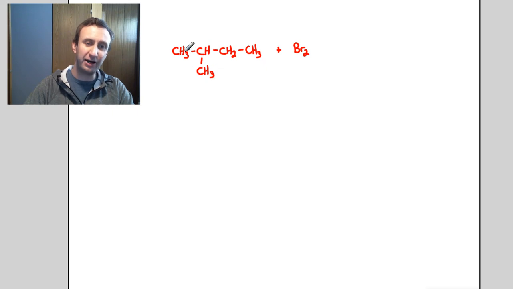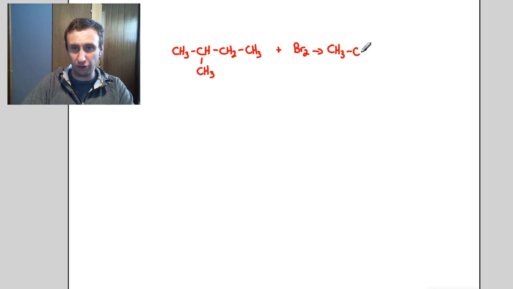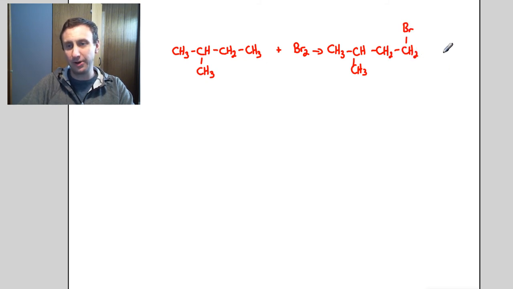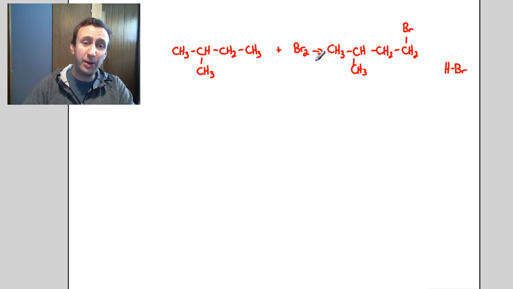I have hydrogens here, hydrogens here, hydrogens here, hydrogens here. Now, a lot of these hydrogens are different, so I would end up getting lots of different possible products from this. So for example, if this bromine replaced one of these hydrogens, then I would end up with CH3, CH, CH3, CH2, CH2, and then a Br. And then of course I have hydrogen bromide. I'm going to write that as one product because no matter what I would get hydrogen bromide.